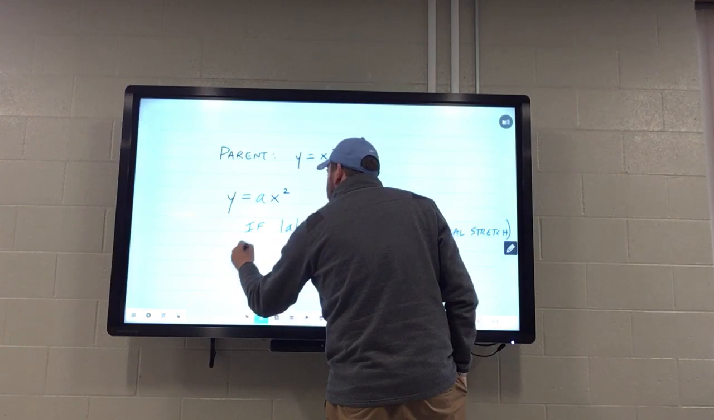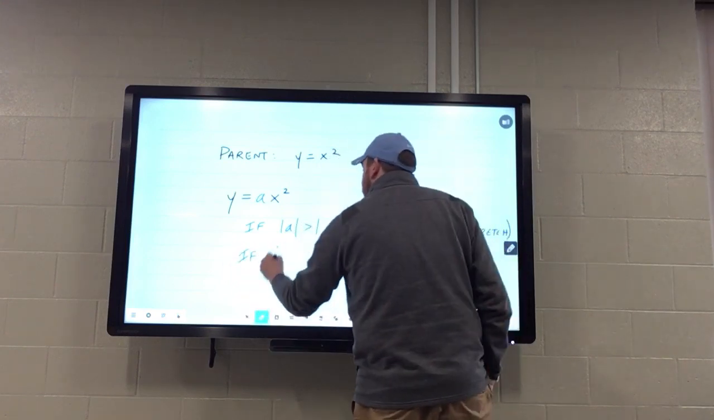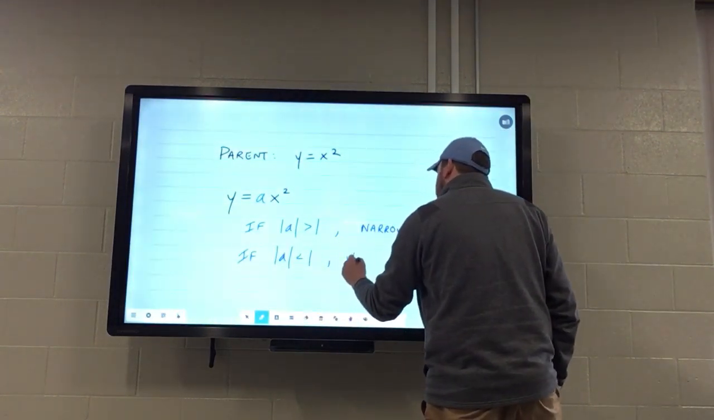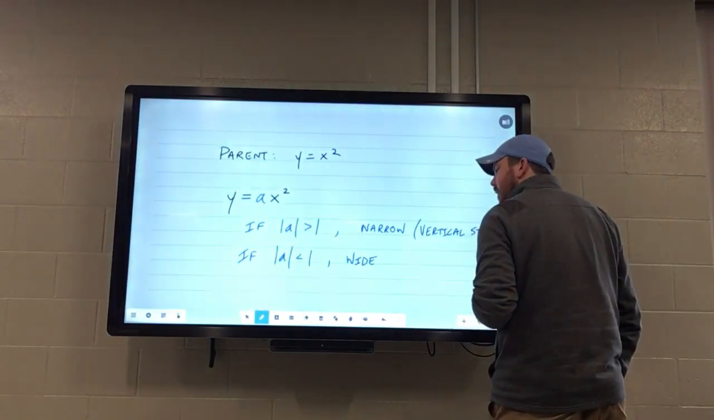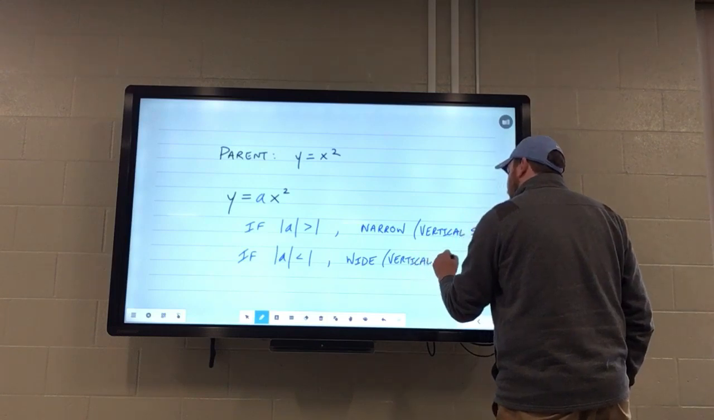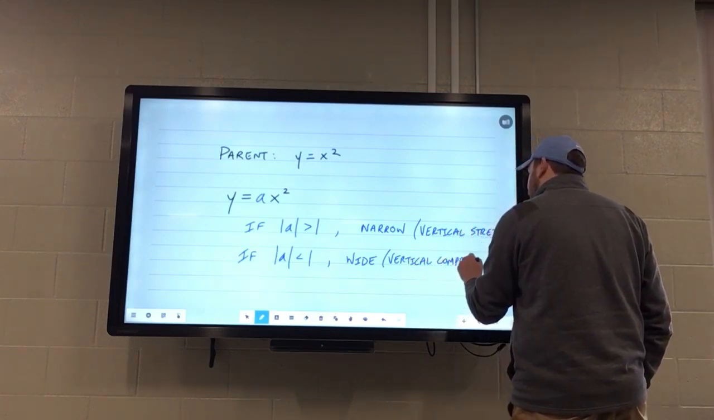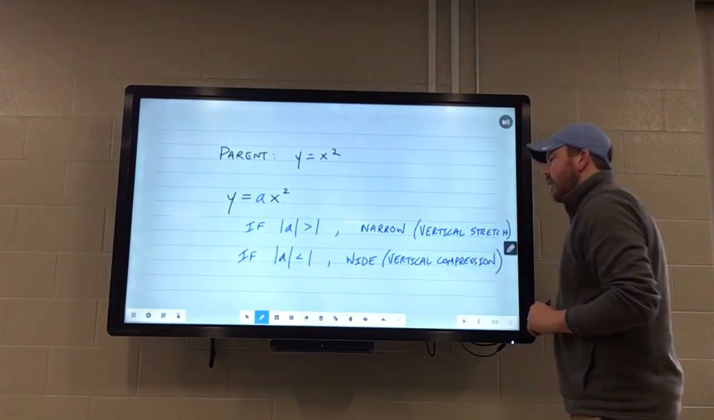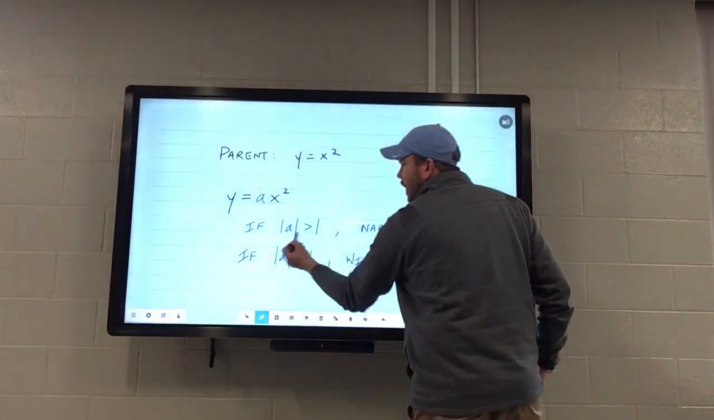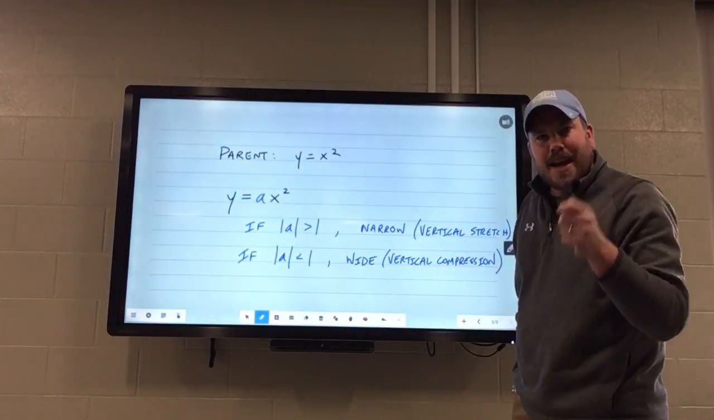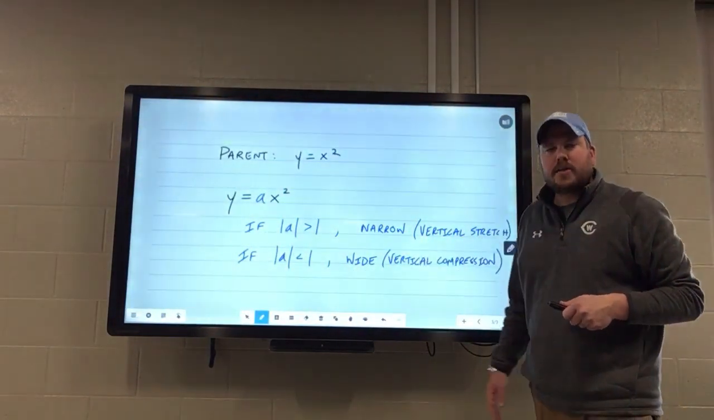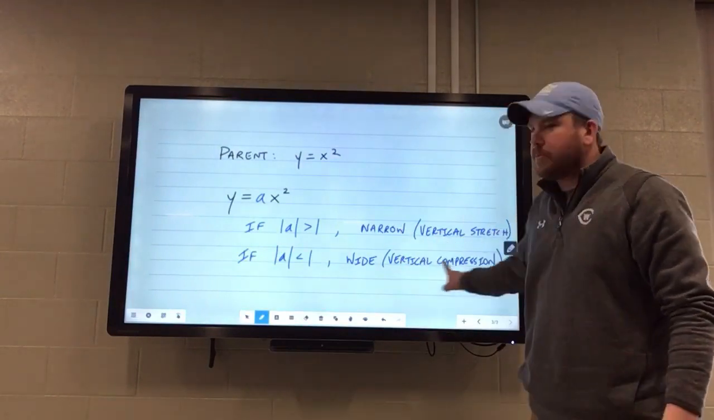But also we saw if we multiply by some number a, and the absolute value of that a is less than 1, it becomes more wide. Okay? This is called a vertical compression. Alright? All you need to remember for the purposes of this class, Algebra 1, is that if the absolute value of a is greater than 1, your parabola becomes more narrow. And if the absolute value of a is less than 1, your graph becomes more wide. That's all you need to remember for this. I'm not going to ask you about vertical stretch or compression yet.